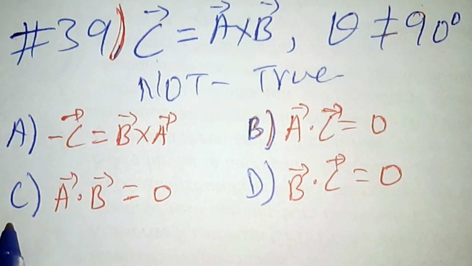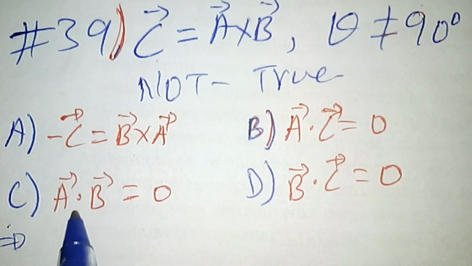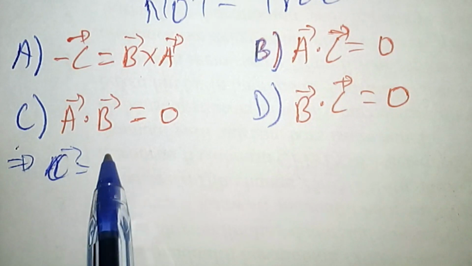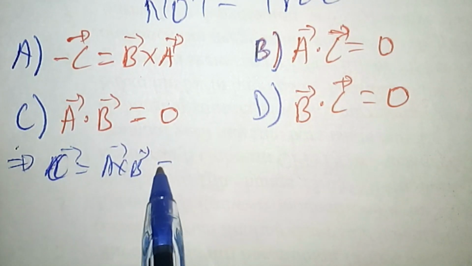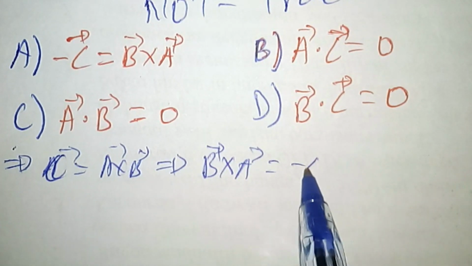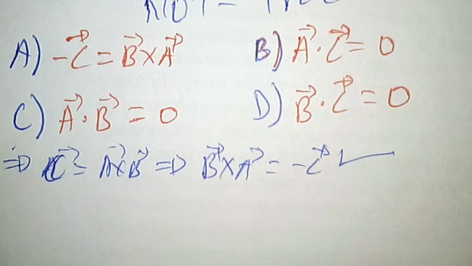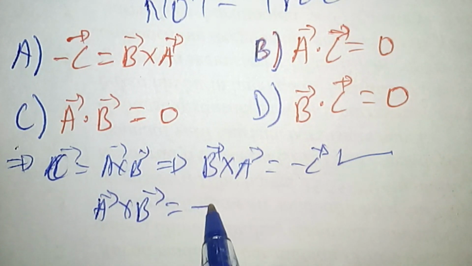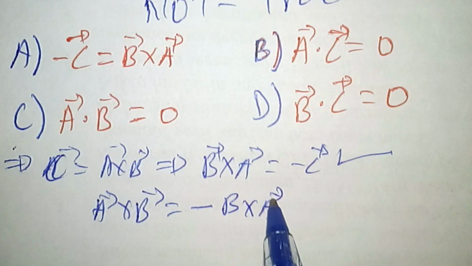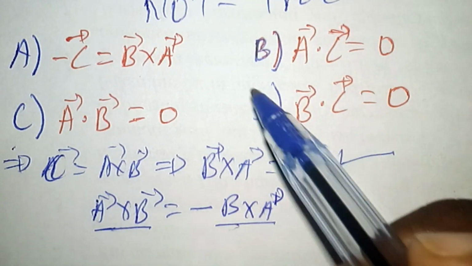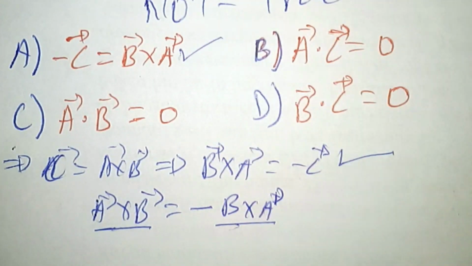So from alternative A, we can say that if vector C is equal to A cross B, then B cross vector A is minus C. This is always true because the vector product is not commutative. That means that A cross B is the negative of B cross A. So if this one is C, this one is the negative of C. So alternative A is always true.